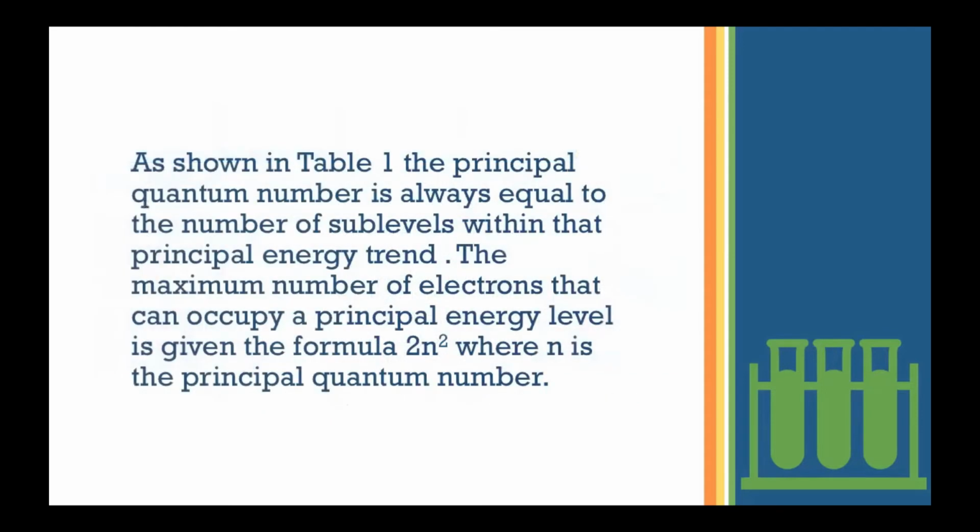As shown in Table 1, the principal quantum number is always equal to the number of sublevels within that principal energy level. The maximum number of electrons that can occupy a principal energy level is given by the formula 2n², wherein n is the principal quantum number.